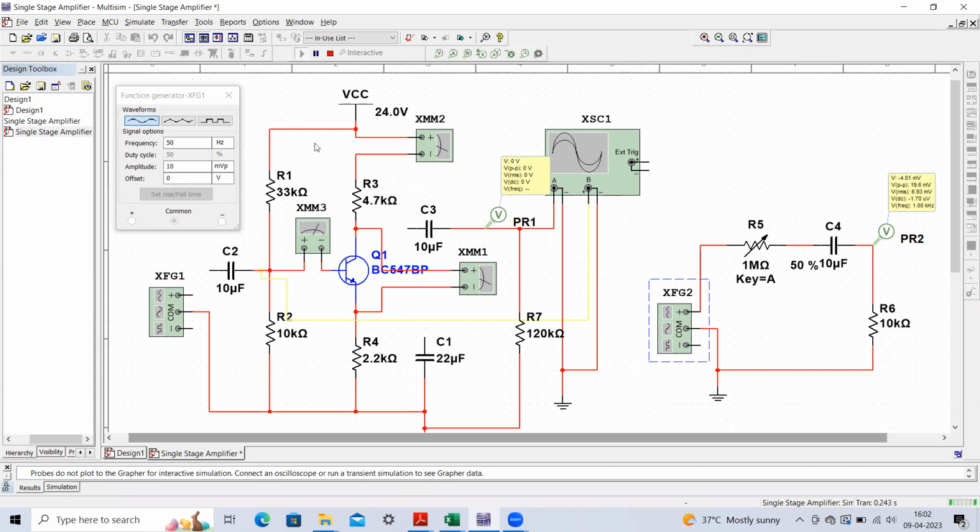So now let's begin how to conduct this experiment. Once we have set these values, we first have to make these connections. I am just connecting this to this particular point.